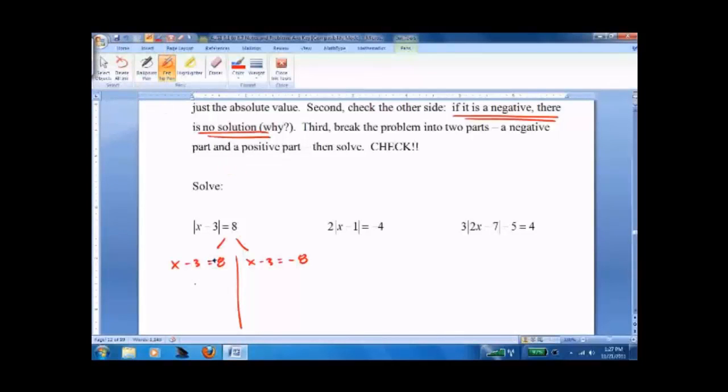So solve. Add 3 to both sides. X equals 11. Add 3 to both sides. X equals -5. Check your work. -5 minus 3 is -8. Absolute value is 8. Good. 11 minus 3 is 8. Absolute value of 8 is 8. Works beautifully.